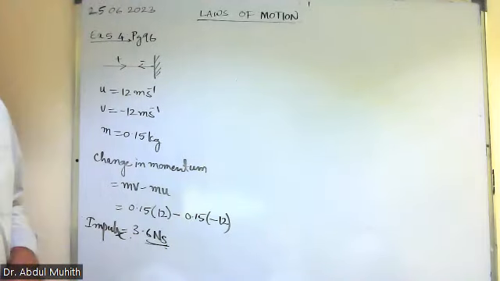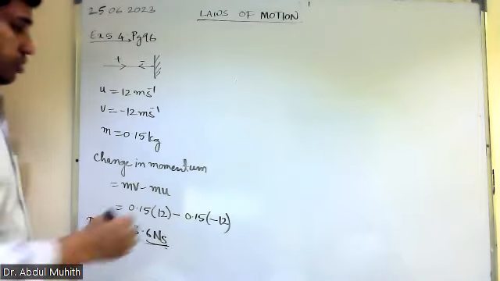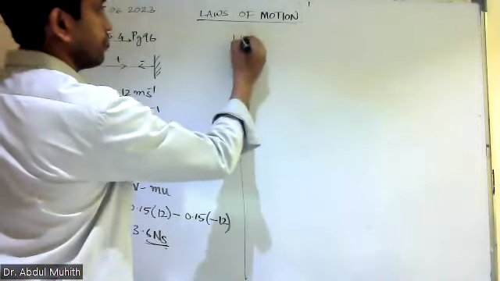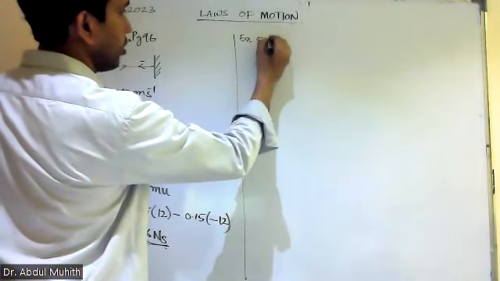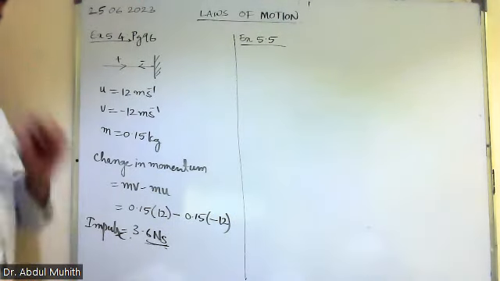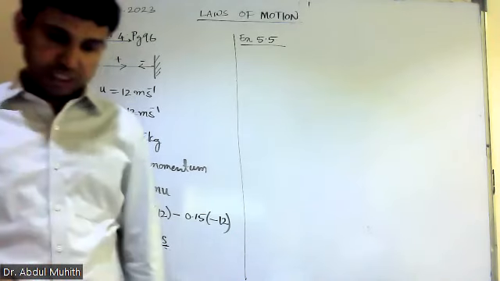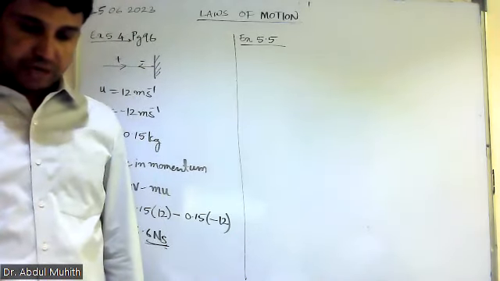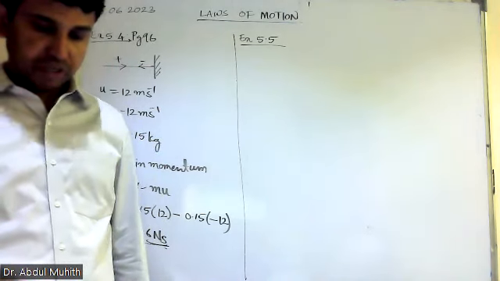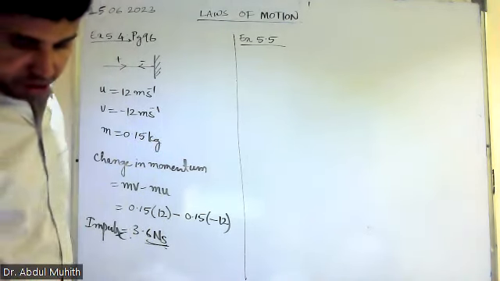So now, question number 5.5, we'll go with the next question. He says that two identical billiard balls strike a rigid wall with the same speed but at different angles and get reflected without any change in speed. What is the direction of the force on each of them?